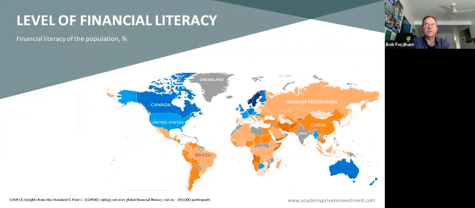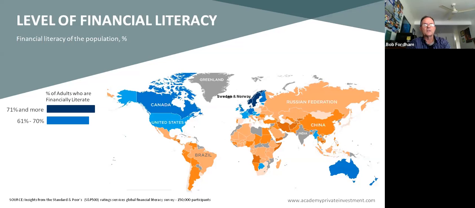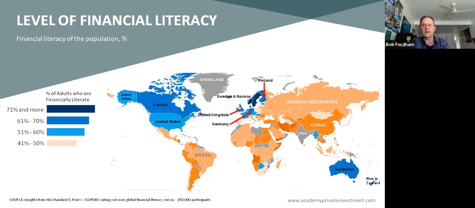So let's look at the level of financial literacy in the areas of inflation, compounding interest, savings, investment opportunities and decisions around those offers. This is a survey that was done by Standard & Poor's or the S&P 500 rating services with over 150,000 participants. You may know the S&P 500 from the trading world. So there is a large percentage of adults who are financially literate, and those areas are mainly in Sweden and Norway and in the Scandinavian countries. 61 to 70% come in with Australia, New Zealand, areas around the United Kingdom, Germany, some other Scandinavian countries in Finland, Canada, and 50 to 60% in the United States and a number of countries around Asia and Africa.